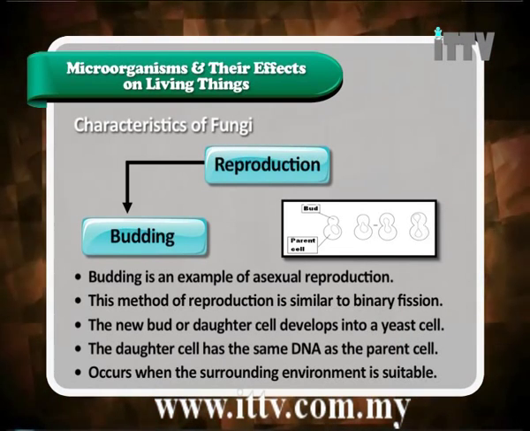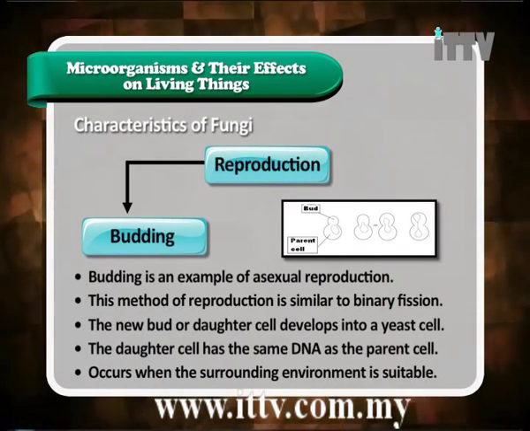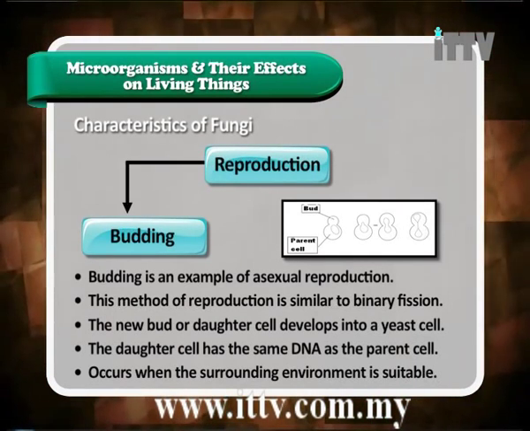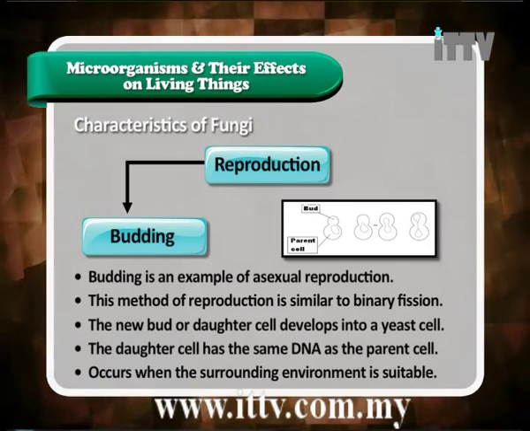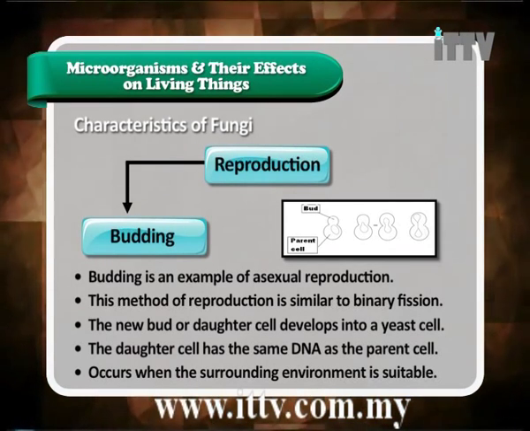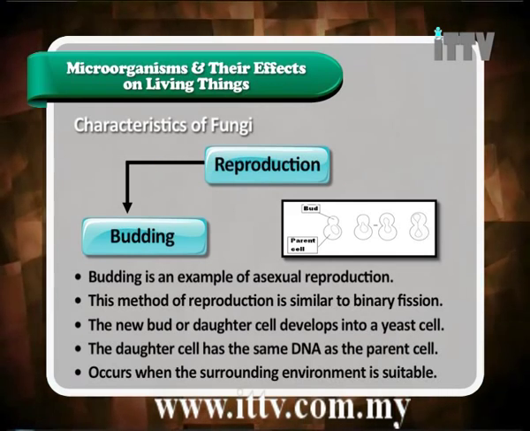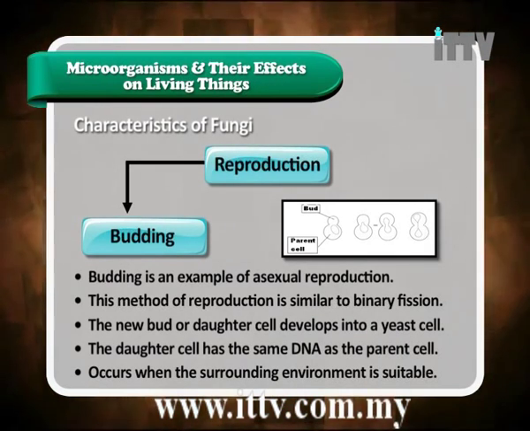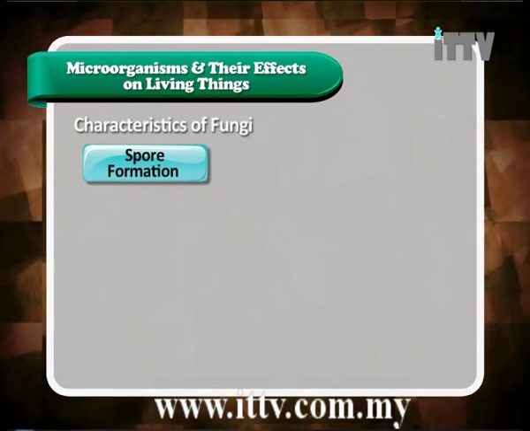The parent yeast cell grows a bud. As the bud grows, the nucleus of the parent cell divides into two. One nucleus enters the bud. The bud later breaks off from the parent cell. The new bud or daughter cell develops into a yeast cell. Now let's look at spore formation.